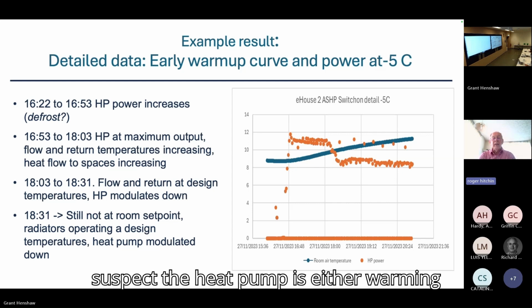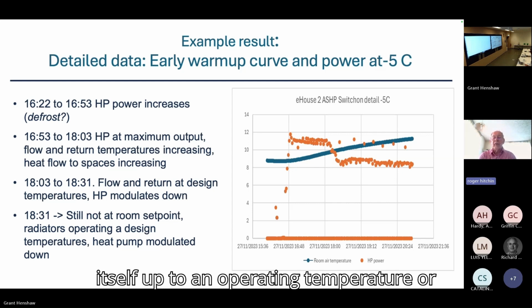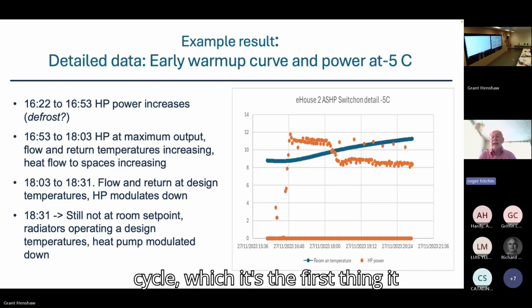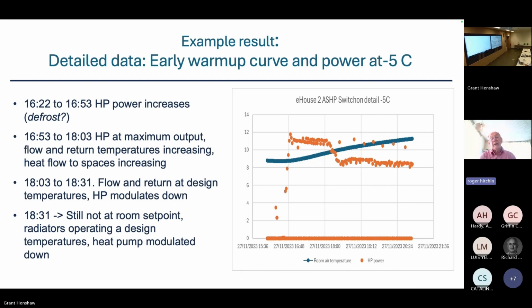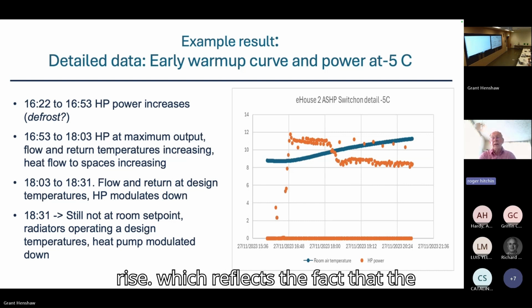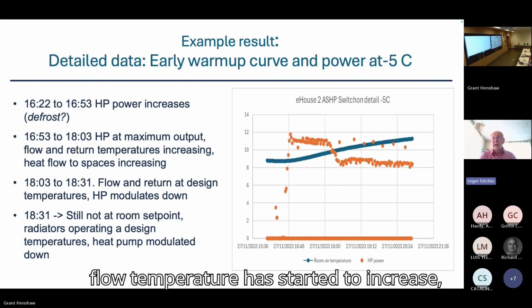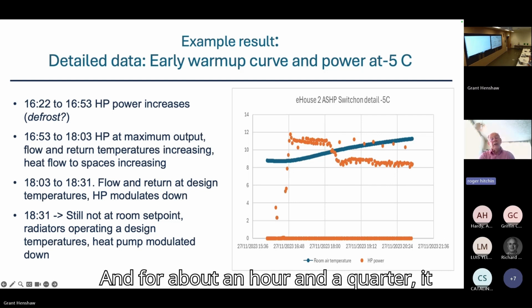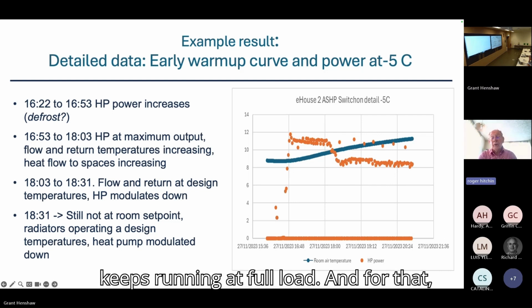I suspect the heat pump is either warming itself up to an operating temperature, or it might be going through a defrost cycle, which is the first thing it encounters when it switches on. I really don't know. However, after about half an hour, it's running at full power. The room temperature starts to rise, which reflects the fact that the flow temperature has started to increase, and so has the return temperature. And for about an hour and a quarter, it keeps running at full load.